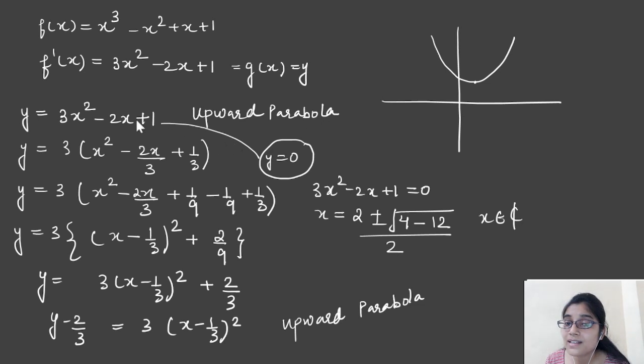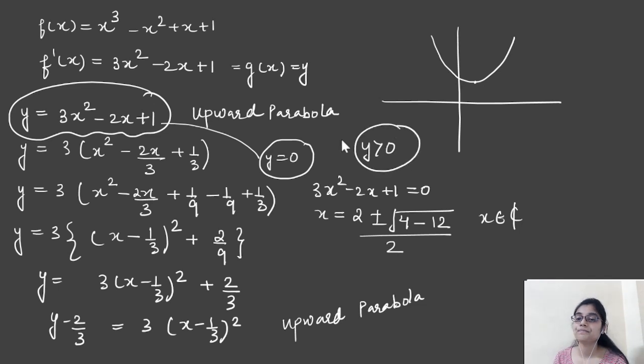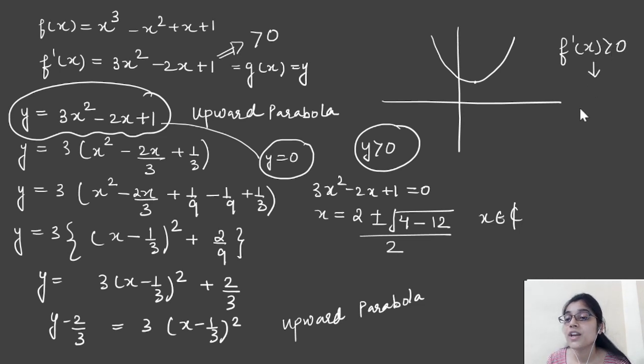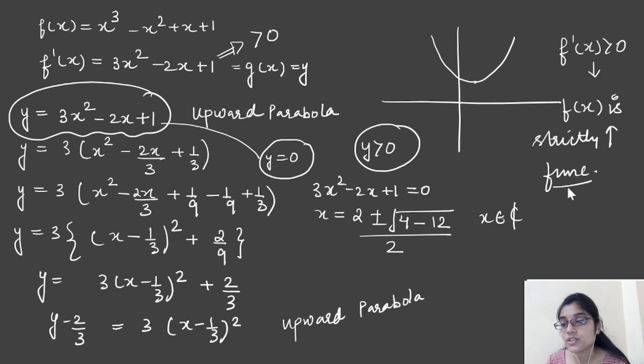So what do you understand? That if you are finding out the range, exactly we will not find out because that's not our job over here. We just understand that if we want to find out the range, our y is strictly greater than 0. What does it imply? That your f dash x is strictly greater than 0. And whenever your f dash x is strictly greater than 0, you can say something about your function f of x: it is strictly increasing. Fine, this is a strictly increasing function.